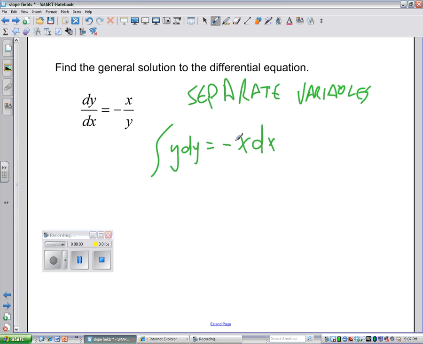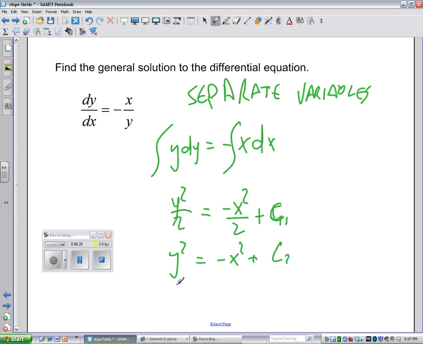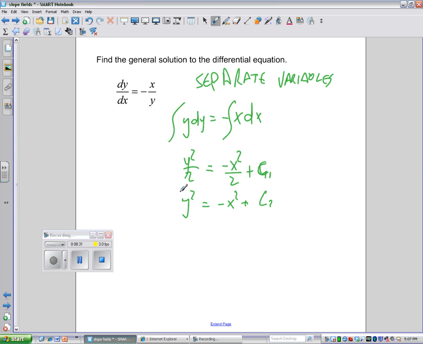All right. Negative out of the way. So this becomes y squared over 2 equals negative x squared over 2 plus some constant, and that constant's going to change, so we're going to call it c1. Okay. Going to multiply through by 2 to clear out the fraction. So we're going to get y squared equals negative x squared plus some other constant now. Okay. And then finally, let's get it all into one place. Add the x squared in there. x squared plus y squared equals, well, my final constant.